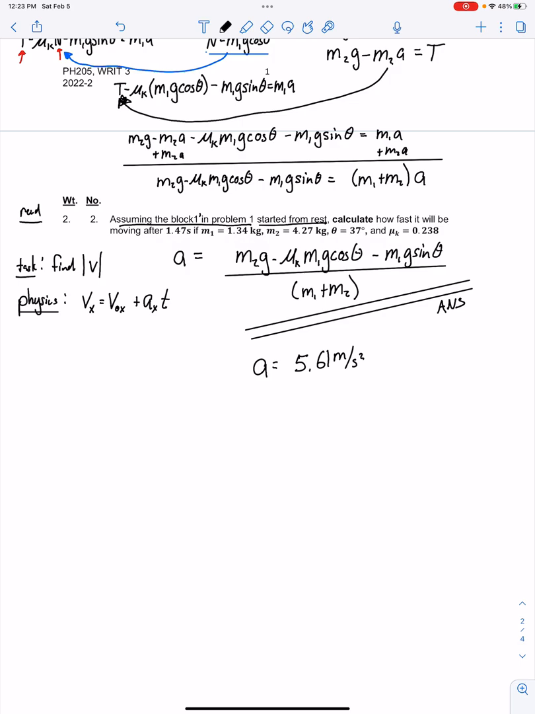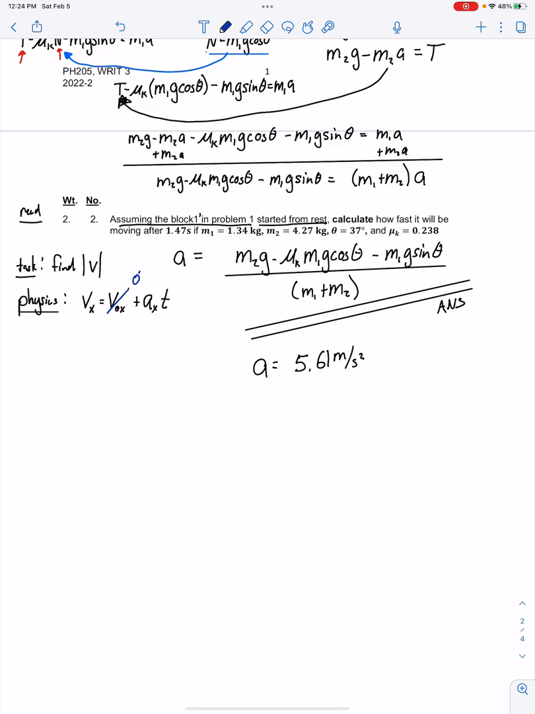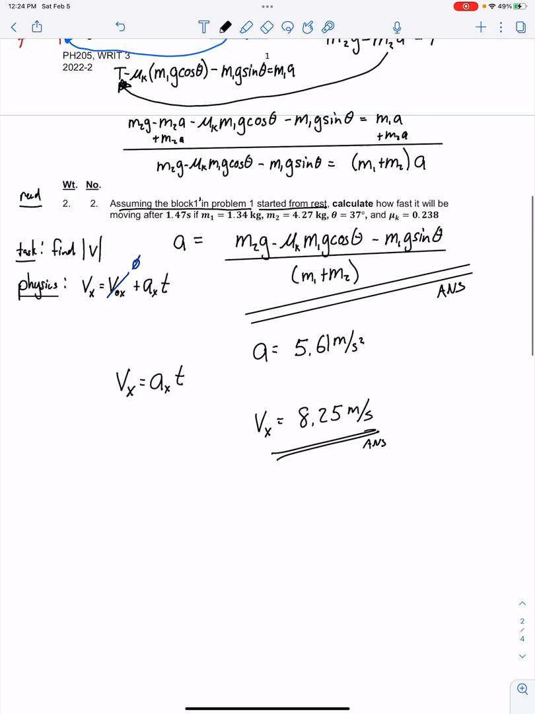And then when you plug that into this kinematics equation, your initial velocity is 0, right? So our initial velocity is going to be 0. And so we simply get that the final velocity for our block is equal to our acceleration multiplied by time. So you multiply this 5.61 meters per second squared times the time of 1.47 seconds. And I think you should get that the final velocity is right around 8.25 meters per second. And that should be your answer. All right, so we'll move on from there.